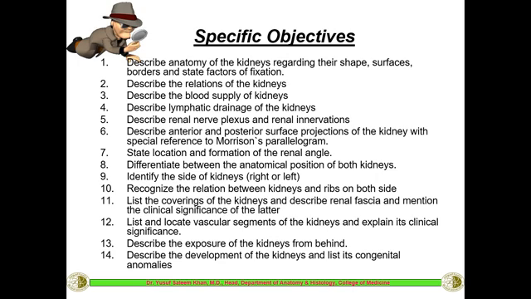11th is list the coverings of the kidneys and describe renal fascia and mention the clinical significance of the renal fascia. The 12th is list and locate vascular segments of the kidneys and explain its clinical significance. 13th, describe the exposure of kidneys from behind. 14th is describe the development of the kidneys and list its congenital anomalies. So these are some of the specific objectives which we'll discuss in this lecture.